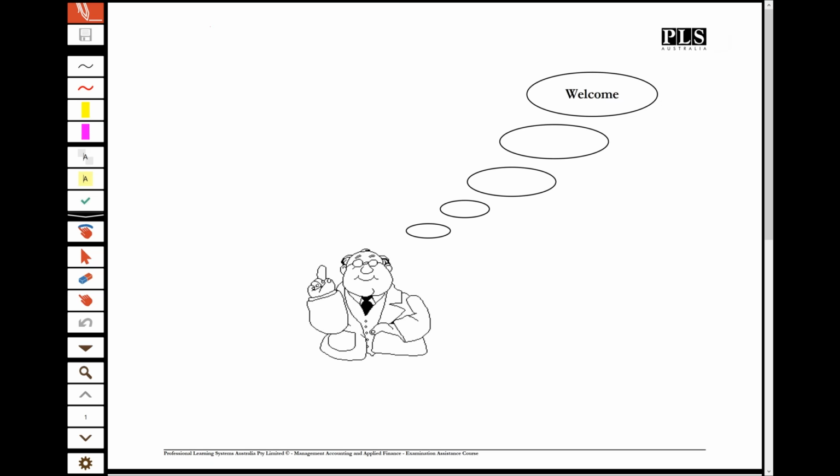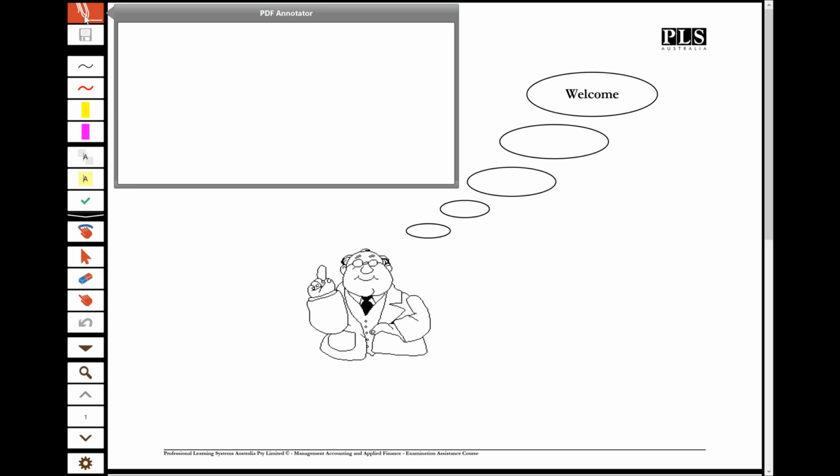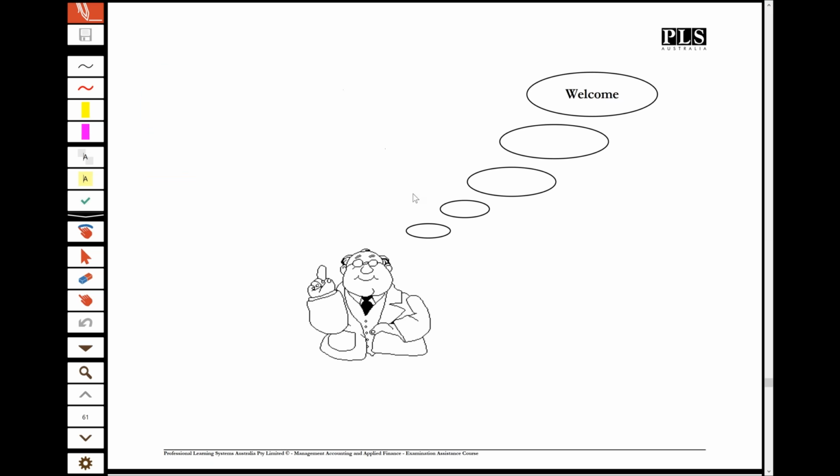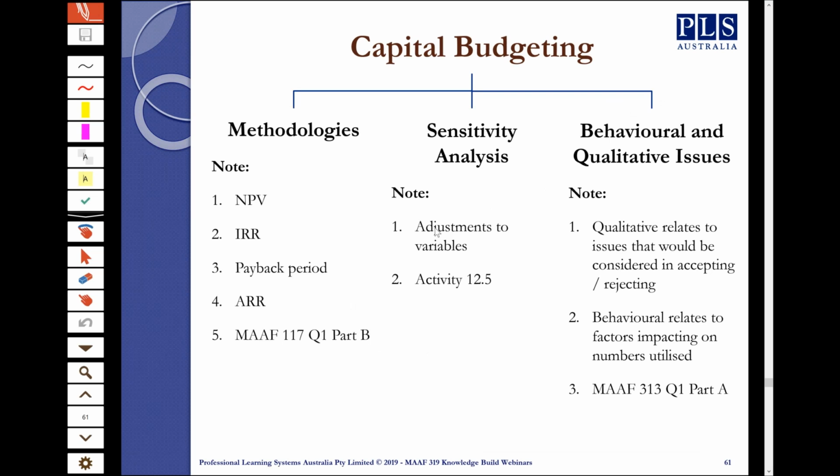If we can just go back into the coverage with respect to our unit 12, however, you may remember that we looked at the coverage with respect to our cost of equity, weighted average cost of capital, at the end of the prior session. Within that pack, I've also got the capital budgeting area where we look at the methodologies of net present value, internal rate of return, payback period, and accounting rate of return.